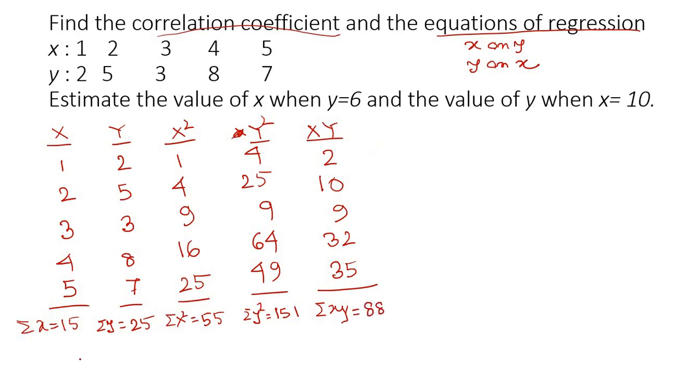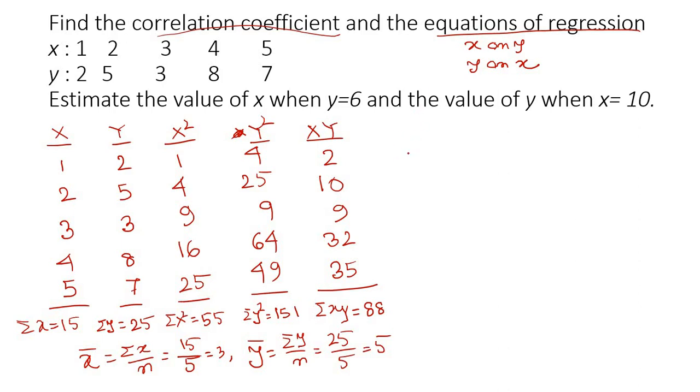Meanwhile, let me calculate my x bar equal to summation x by n. So n is 5 because you have 5 values only, 5 pairs. Summation x is 15, so that gives you 3. And then we have y bar, which is summation y by n. Summation y is 25 and n is 5, so that gives me 5. So I have some beautiful values over here.